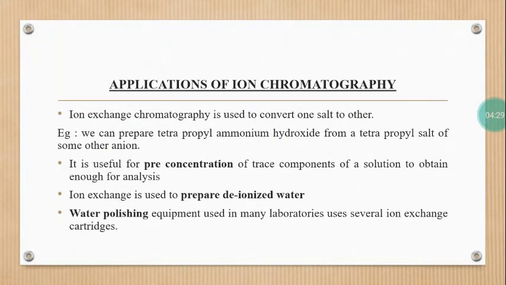Then applications of ion chromatography. Ion exchange chromatography is used to convert one salt to another. For example, we can prepare tetrapropyl ammonium hydroxide from a tetrapropyl salt of some other anion. It is useful for pre-concentration of trace components of a solution to obtain enough for analysis. Ion exchange is used to prepare deionized water. Water polishing equipment used in many laboratories uses several ion exchange cartridges.